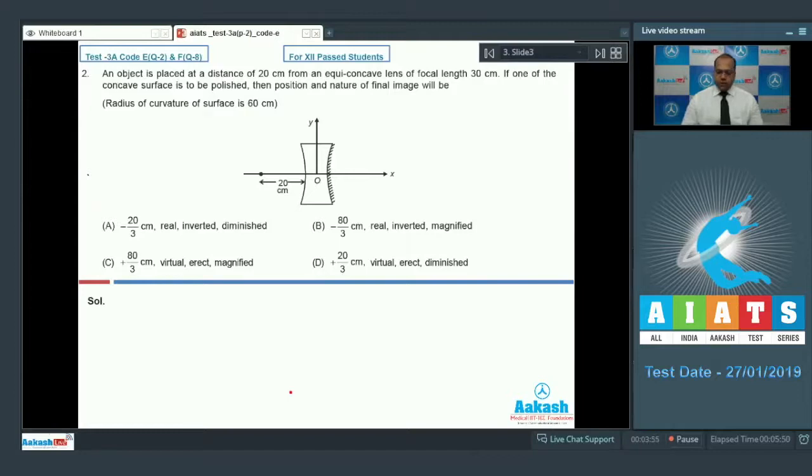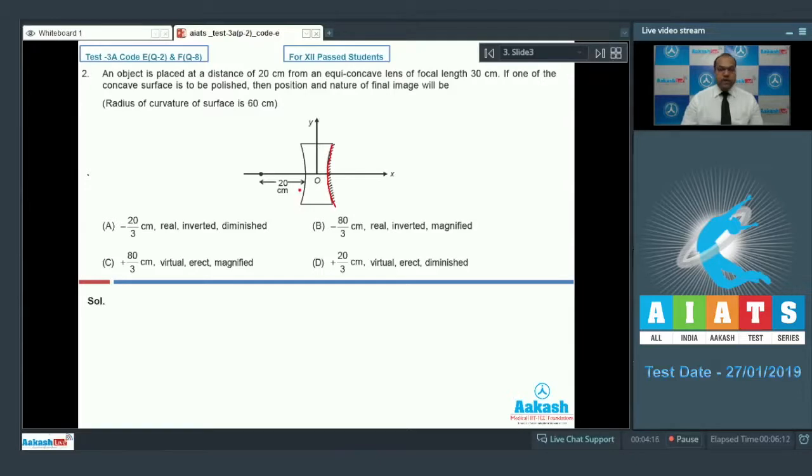So in this problem, first refraction takes place through this curved surface, then reflection takes place through this convex surface, then again refraction takes place through this curved surface. So in order to apply the formula of refraction through curved surface, we should know what is the refractive index of the given concave lens.